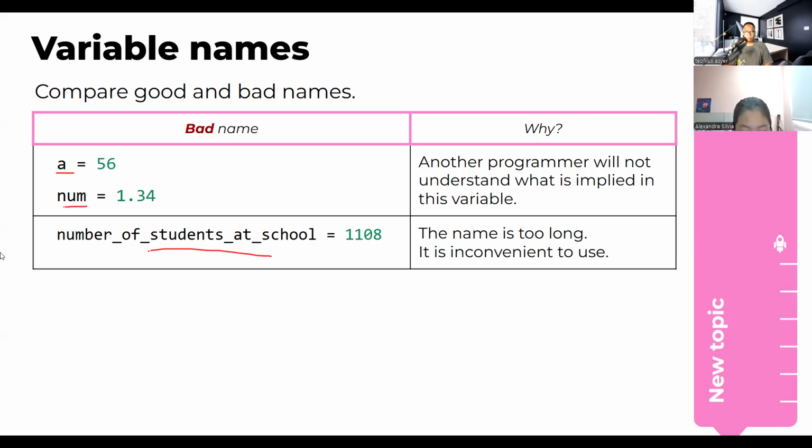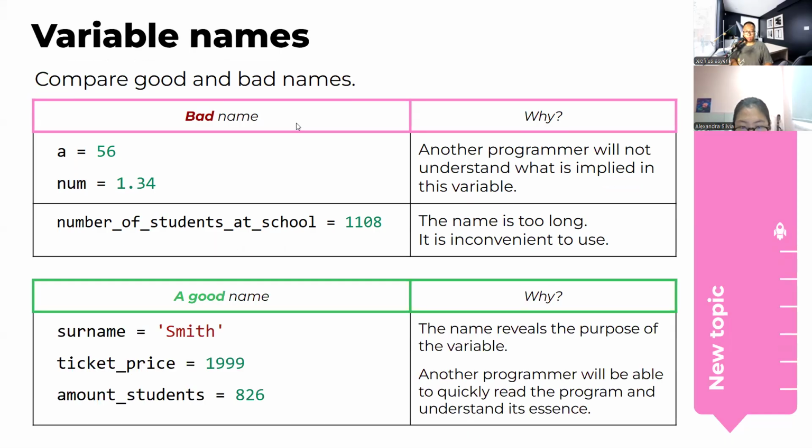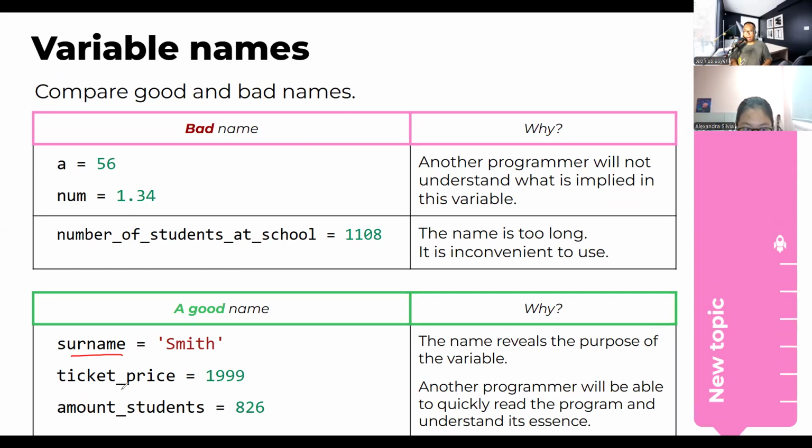Okay, let's see some effective names for variables. A good name for a variable is always a name that is specific about the information that you keep in it, specific about the value that you have. So here, it's always going to be one word like this, or if you want to use two, you can separate them with an underscore.